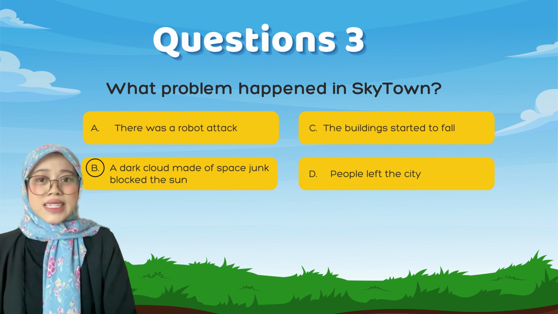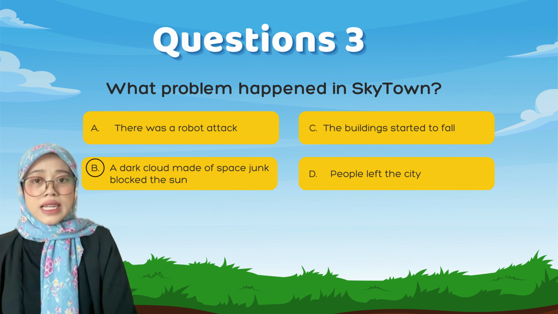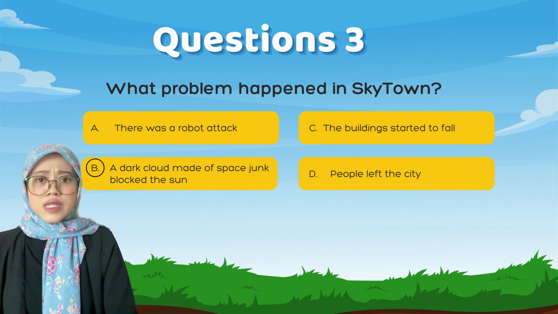Correct. The answer is B. A dark cloud made of space junk blocked the sun. A big dark cloud full of junk came from space. It blocked the sun, so the city lost power.